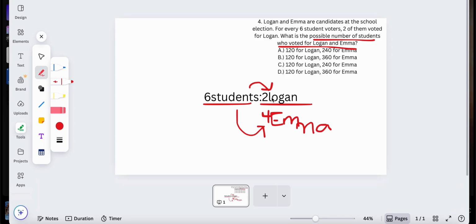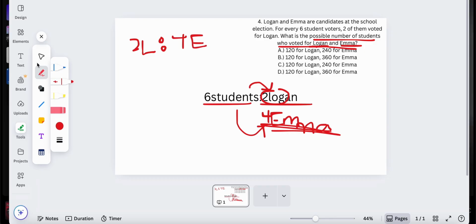We know that there's a total of 2 for Logan. So 2L. Remember, they're asking for Logan first. So Logan should be starting off first. So 2 Logan and then Emma is the next one. And we know there's a total of 4 Emmas. So 4E.